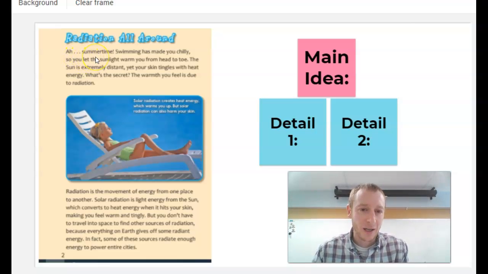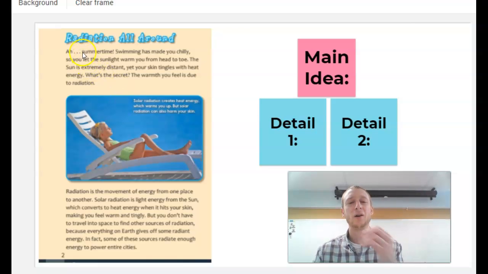Summertime. Swimming has made you chilly. So you let the sunlight warm you from head to toe. The sun is extremely distant, yet your skin tingles with heat energy. What's the secret? The warmth you feel is due to radiation.